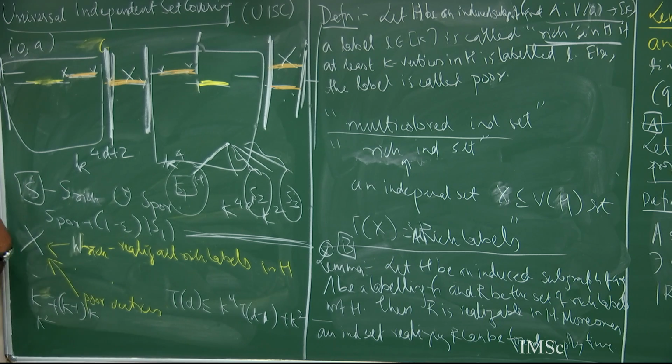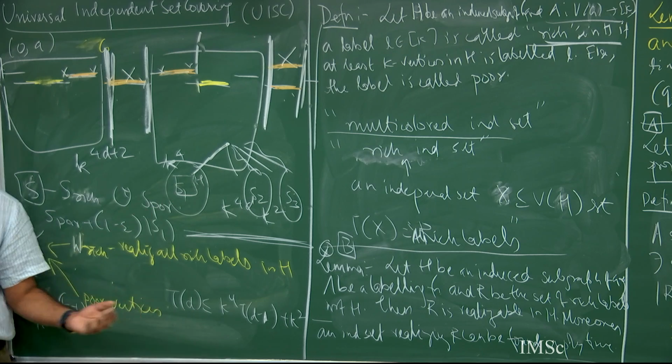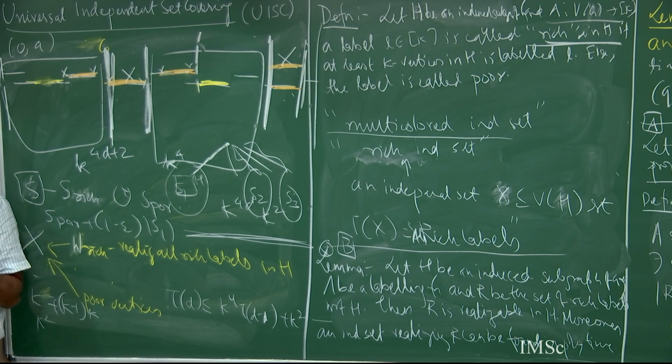The only reason you have to go further is that the number of rich labels is losing by epsilon. You are losing an epsilon fraction in every step, every branch, otherwise you will stop at that moment. Suppose I have some set of rich labels at this point of time. In the next iteration, if at least a 1 minus epsilon fraction of them remains a rich label, then I am done.